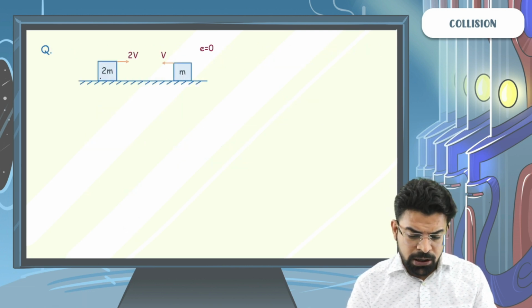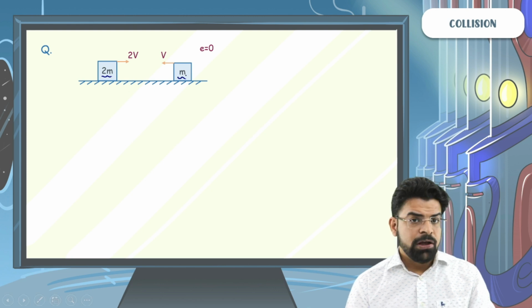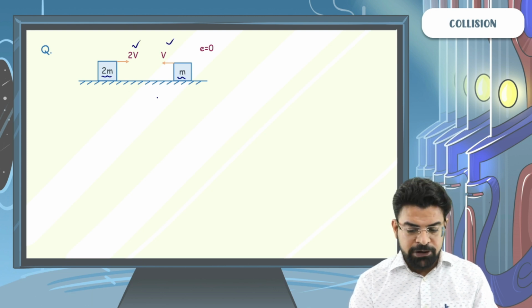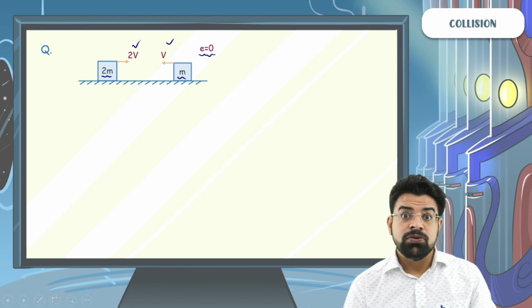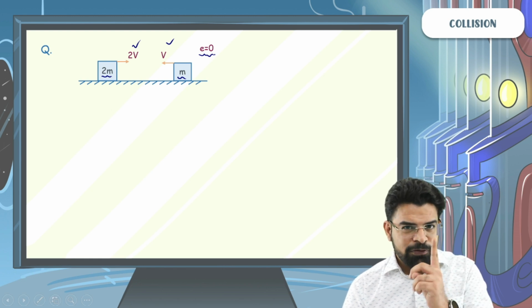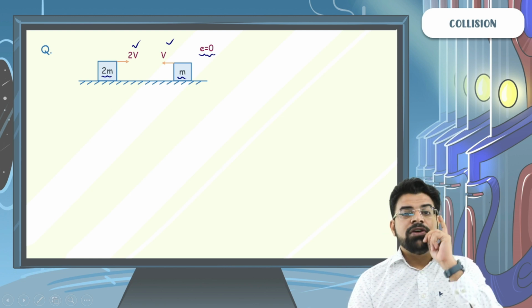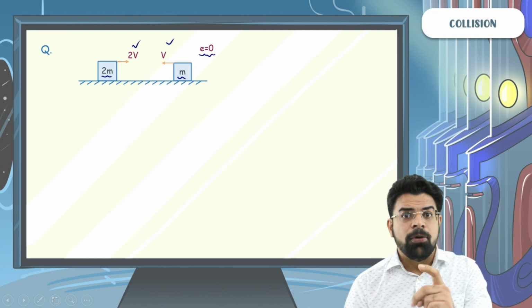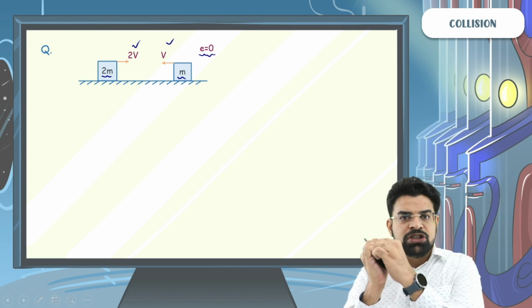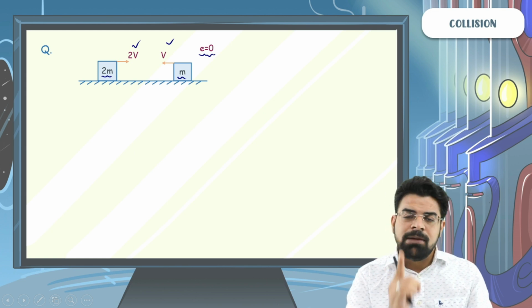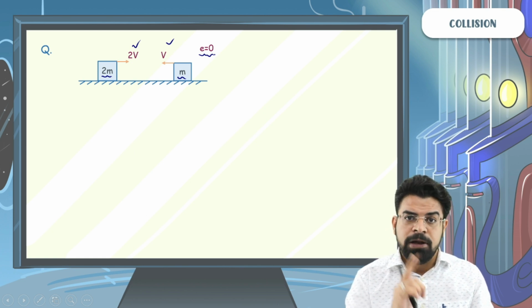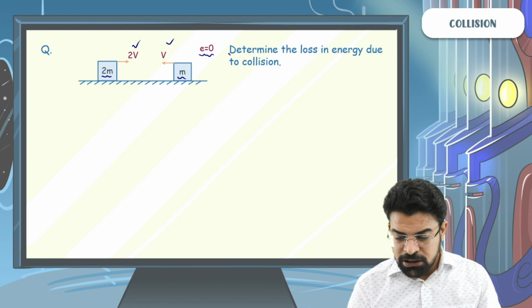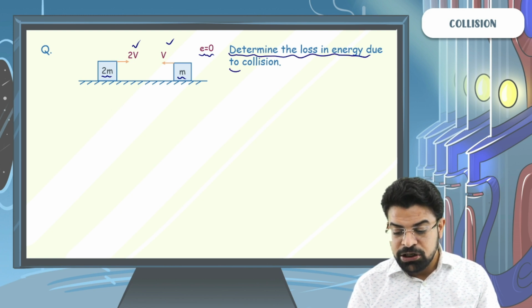So question: there are two blocks of mass 2m and m. They are moving with velocity 2v and v, and the coefficient of restitution is 0. When the coefficient of restitution is 0, velocity of separation is 0. It means that both the bodies move with the same common velocity after the collision, along the line of impact. So the question is, determine the loss in energy due to collision.